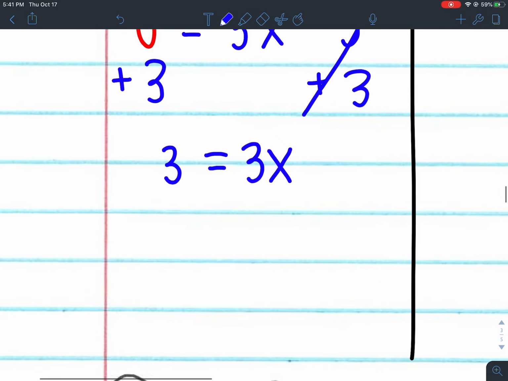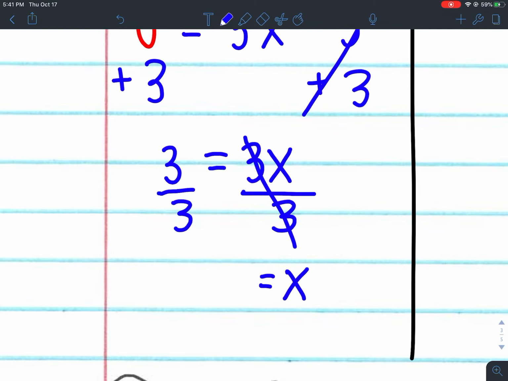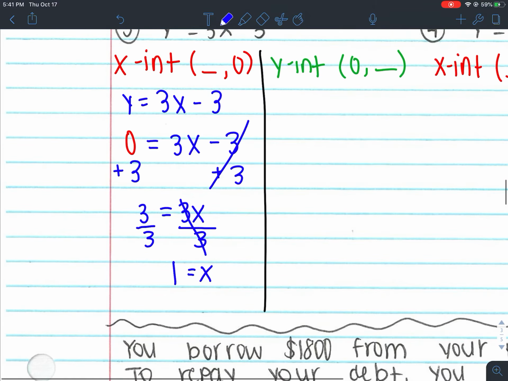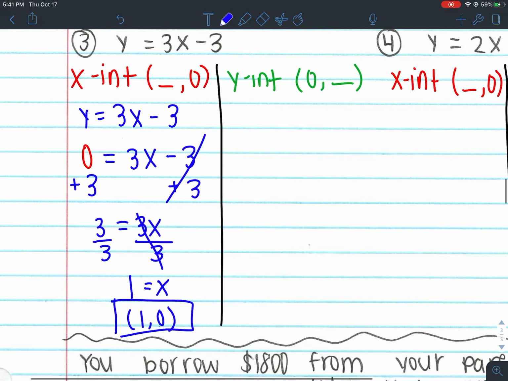0 plus 3 is just 3, so I have 3 equals 3x. And I want to get x by itself, so I'm going to divide both sides by 3. 3 divided by 3 is 1, so I just have x, and 3 divided by 3 is 1 over here. So what is my x-intercept? It is (1, 0). So again, you're doing the same thing, the equation just looks a little bit different.